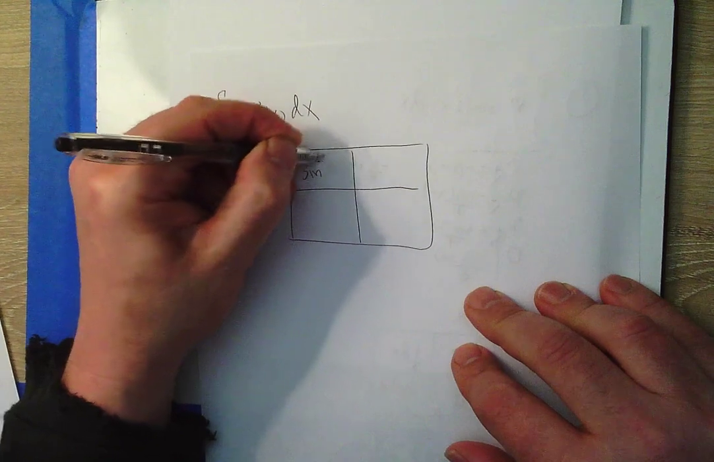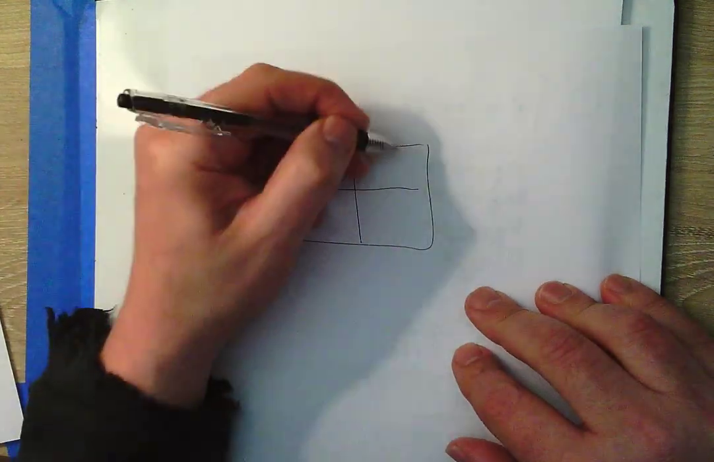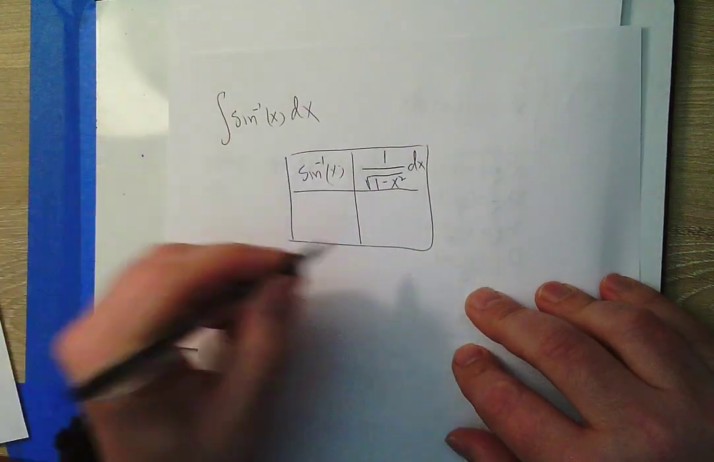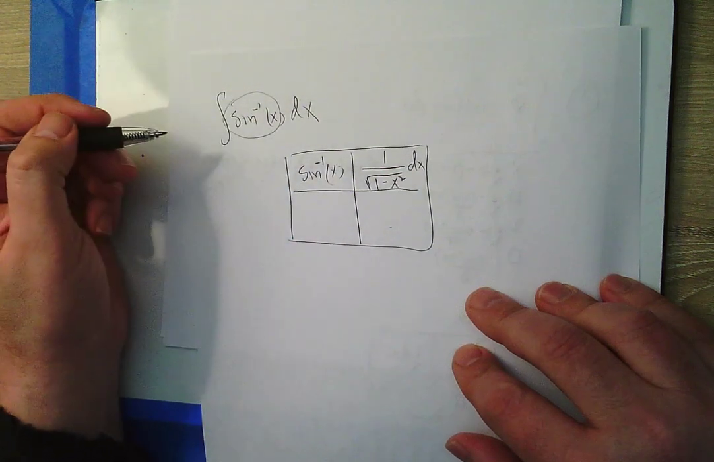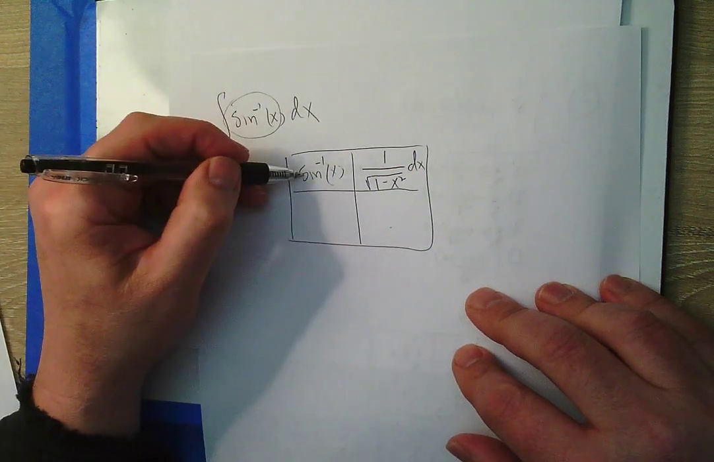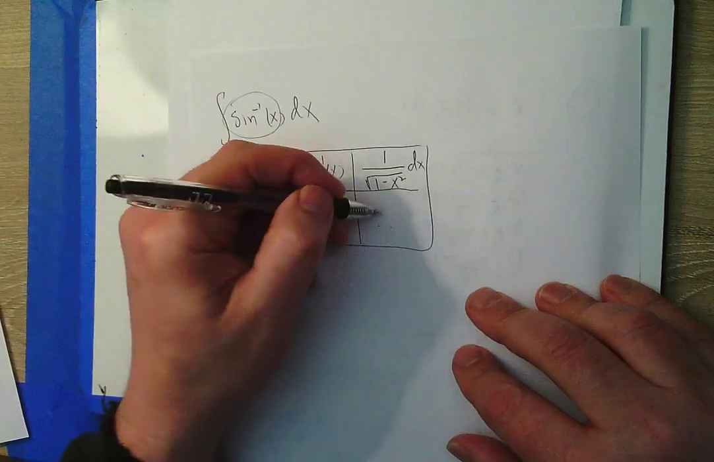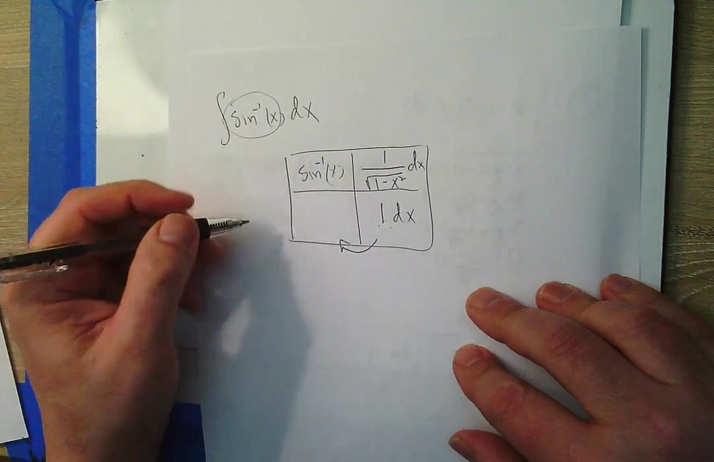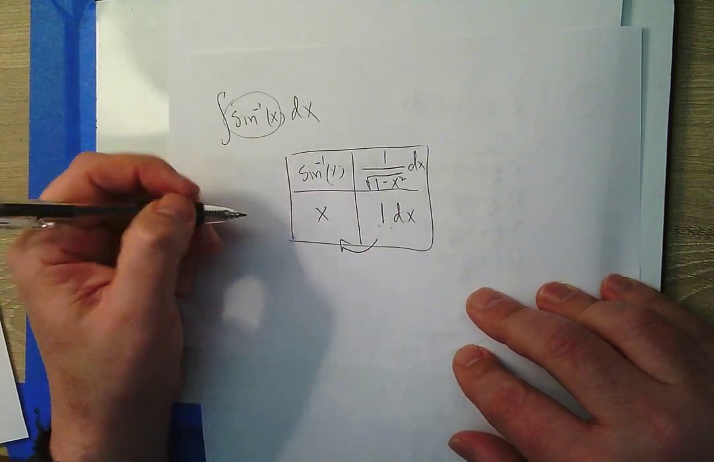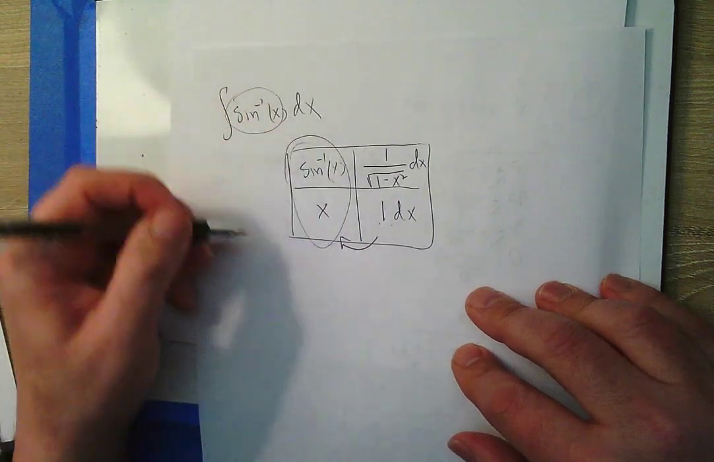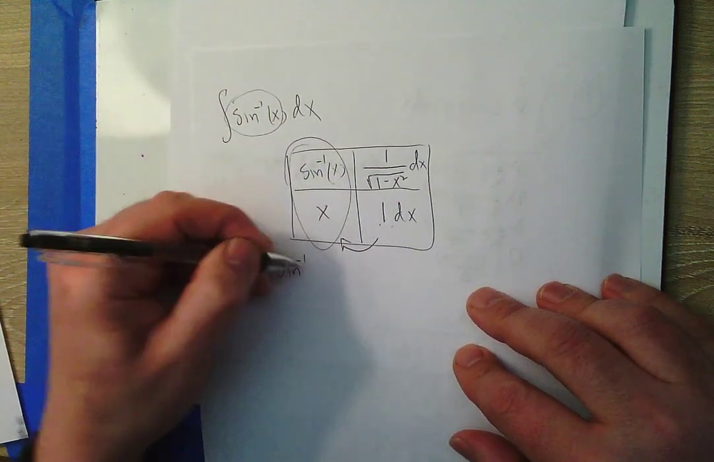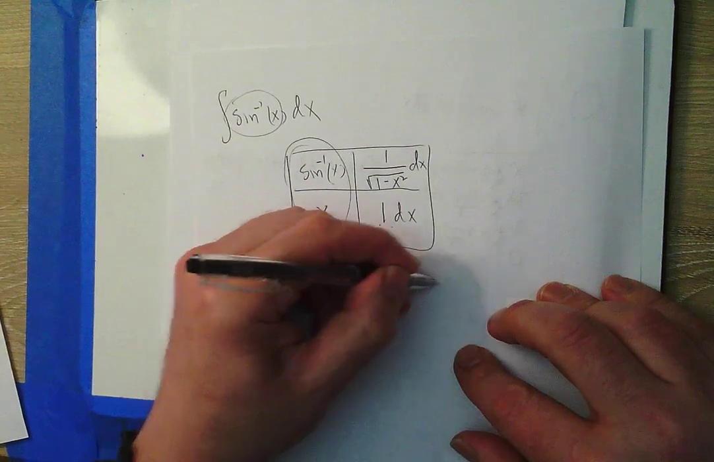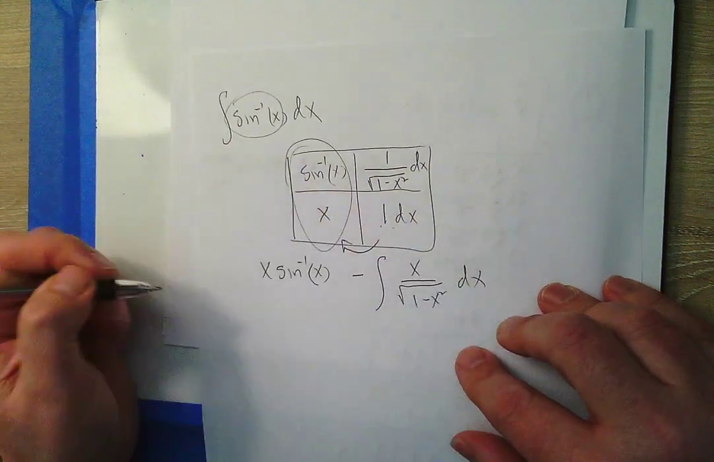I'm going to put sine inverse x here, and its derivative, 1 over the square root of 1 minus x squared dx. But what goes here? Well, if all of this is my u, then what's my dv? Well, 1 dx. That's all that's left. So when I do the antiderivative of 1, I get x. And so now, when I follow my recipe for by parts, x sine inverse x minus the integral of x over square root 1 minus x squared dx.